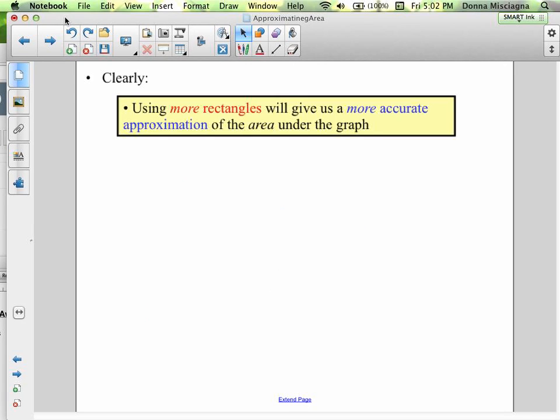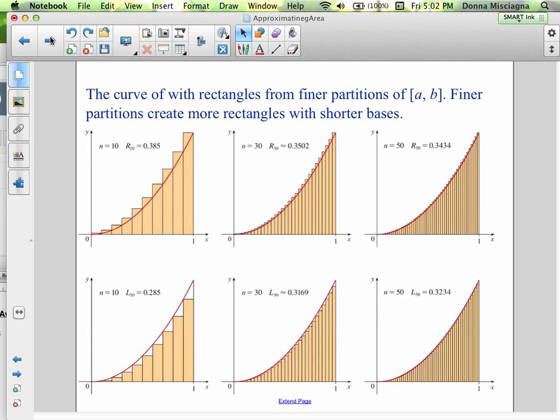And there goes my page. Clearly, using more rectangles will give us a more accurate approximation of the area under the graph. And there we go. The curve with rectangles from prior partitions of A to B.